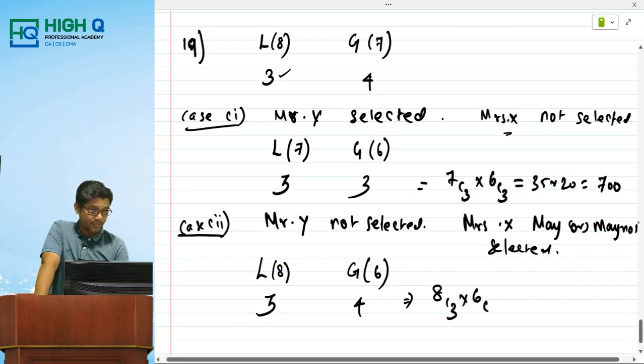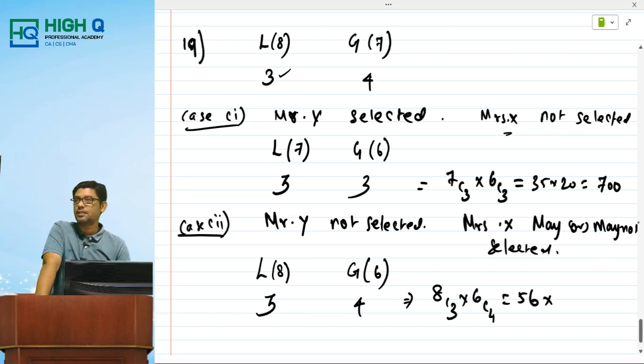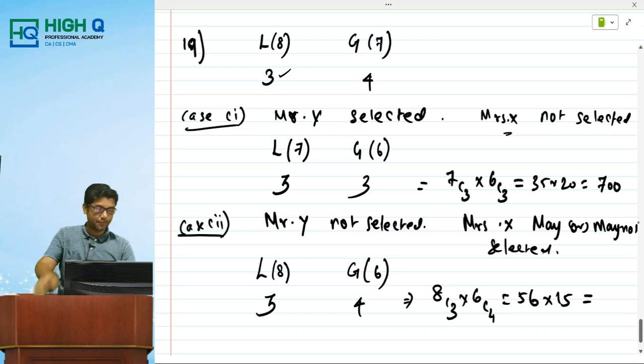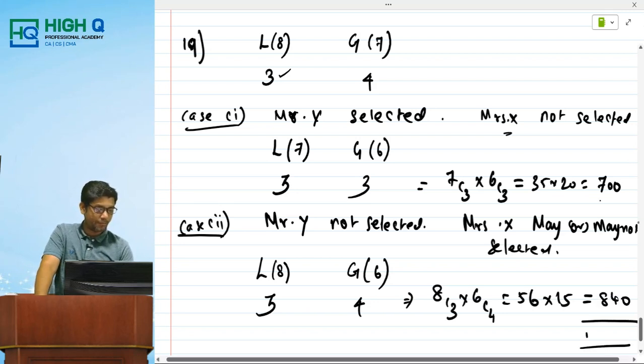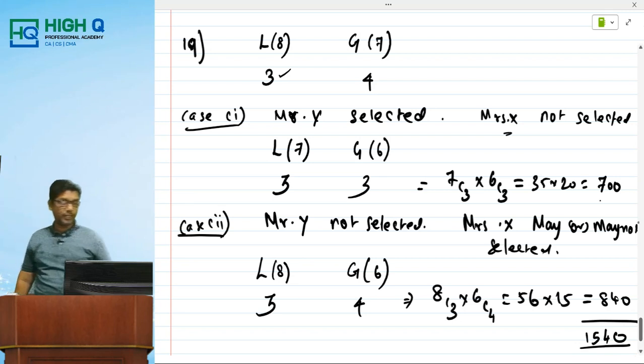Now tell me what is the answer? 8C3, 6C4. What is 8C3? 56. 6C4 is 15. 56 into 15, what is it, my dear? 560 plus 280, 840. So either this or this. Total how many, my dear? 1540 ways. Is that right, my dear?